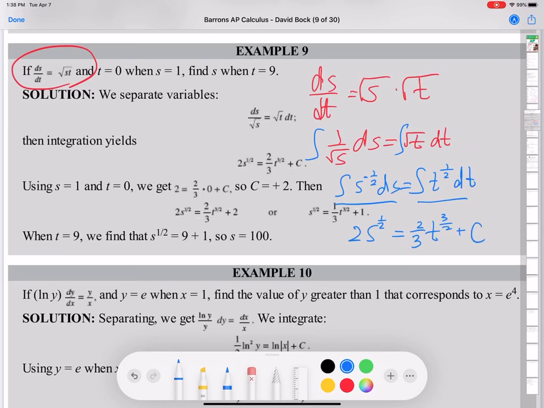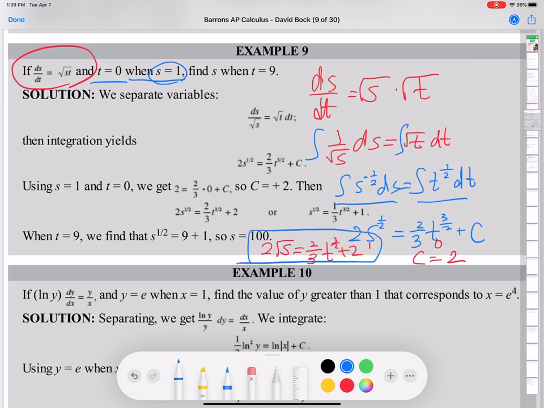And it says when s equals 1, t is 0. So plug in 0 and 1 for t and s. That means c equals 2. You can find that c equals 2. That makes sense, right? So your answer is what? C is 2. So this equation is going to be 2 square root s equals 2 over 3 times t to the 3 over 2 power plus 2. This is a kind of solution.